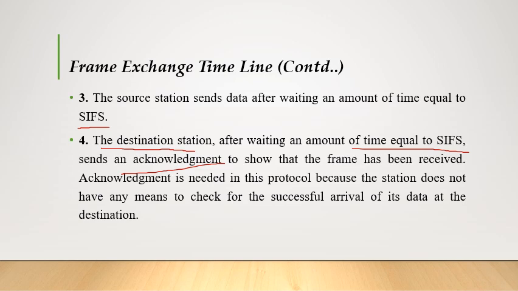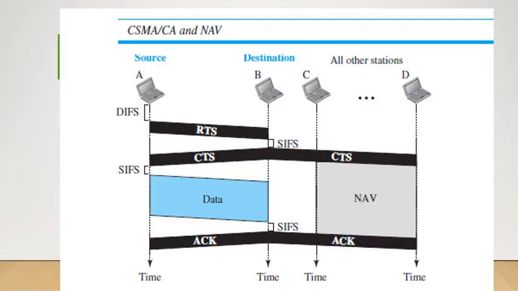Then we have to think about acknowledgement, because acknowledgement is needed as the station does not have any means to check for the successful arrival of its data at the destination, because there is still a chance of collision. This will give a very clear picture of what we have told in the previous slide. So here you can see the station will follow whatever we have done in the flow chart.